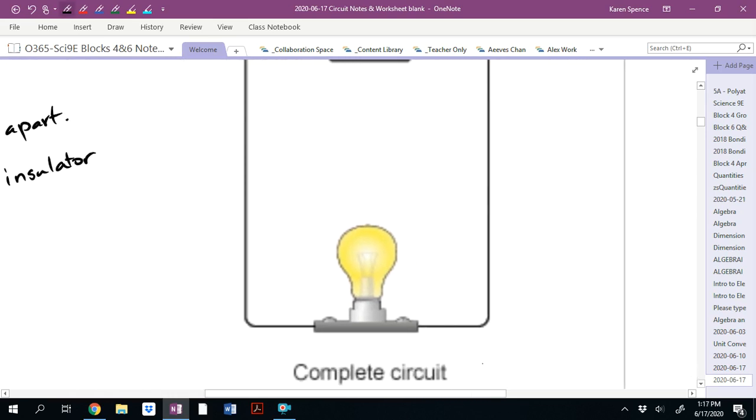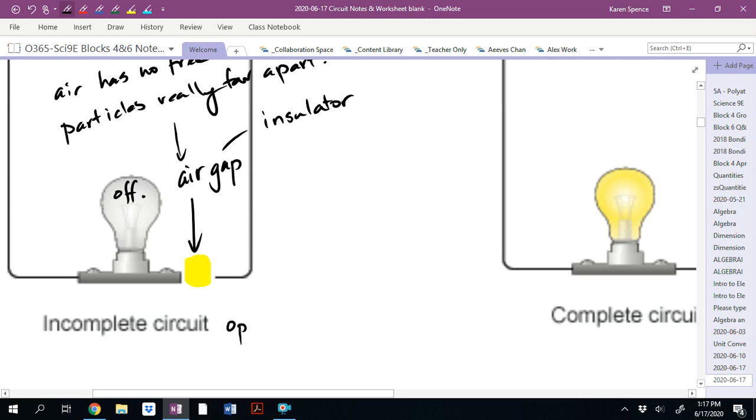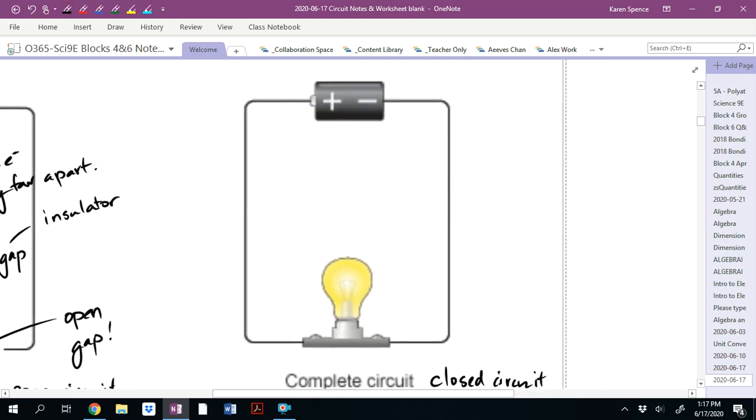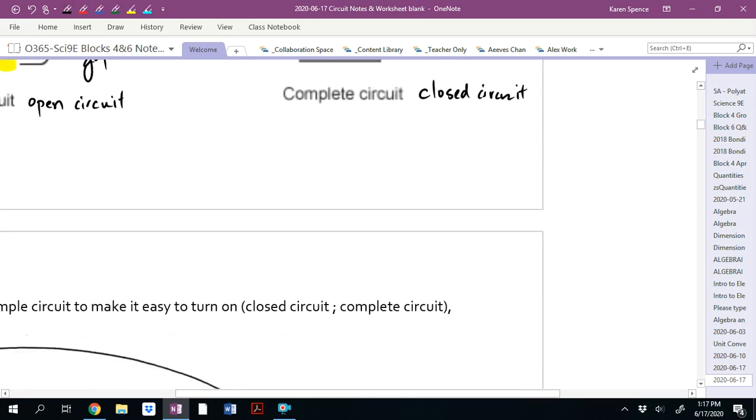However, if we have a complete circuit, also known as a closed circuit, oh, I suppose I should label this one over here as an open circuit. Why is it open? Because there is this open gap. Why is this closed? Because the gap has been closed. All right. And if we look at this, we see, oh, look, now the light bulb is lighting up. We have it shining, and we have a complete circuit or a closed circuit. We have closed that gap.